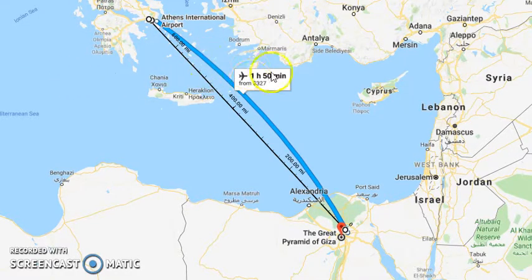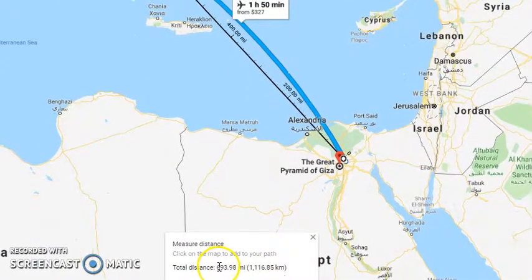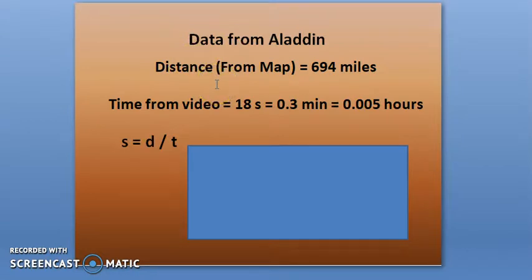According to Google, it would take 1 hour and 50 minutes to fly directly from Giza to the Parthenon. I'm also using Google to pull up the distance. It's just under 700 miles between Athens and Egypt. That's pretty crazy. So here's some data I could conclude from watching the video and looking up some values. I know from looking at a map that there's 694 miles covered in this little clip. I also look at the timestamps and know that 18 seconds has gone by.